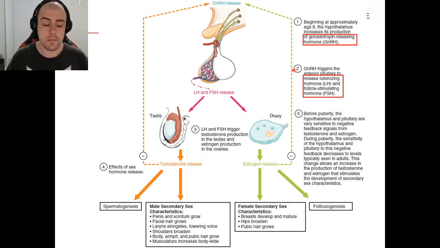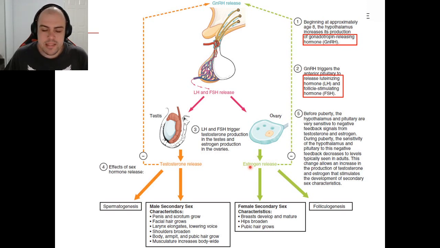Now, this is the same in both males and females. But what is also very important to note is that what both those hormones, luteinizing hormone and follicle-stimulating hormone, interact with makes a big difference in terms of the overall effect. So for instance, in the testes, it will trigger the release of testosterone. Whereas in females, it's going to go to the ovary and trigger the release of estrogen.